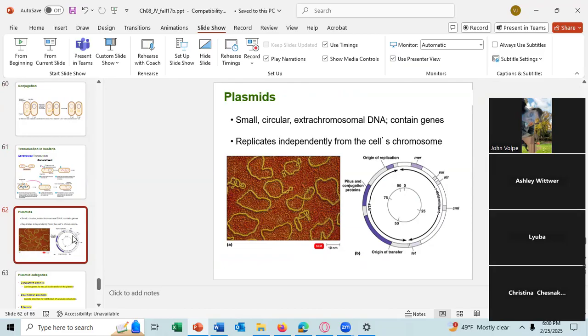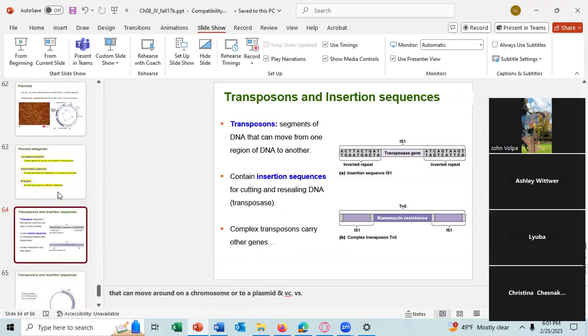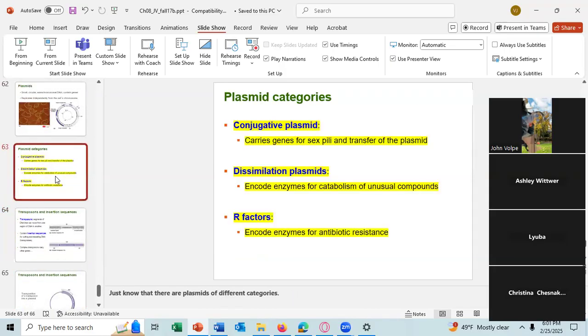The main difference between the plasmid and the chromosome is just the size of the DNA, the number of genes. The plasmid is only a few genes, it's really small. The chromosome is very large with many, many genes. There are different categories of plasmids. That's all you need to know. You don't need to know the names of the categories or what the categories are. Just should know there are different categories of plasmids. Any question about plasmids?